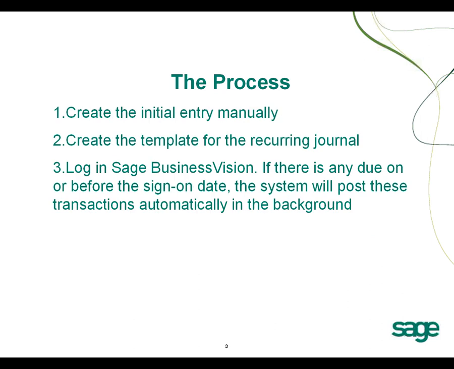To use the recurring journal entry, first of all, you will need to create the initial entry manually, and then you create a template for the recurring journal. After you finish the template, you can log out and log back in to BusinessVision. If there is any due on or before the sign-on date, the system will post the transactions automatically in the background.